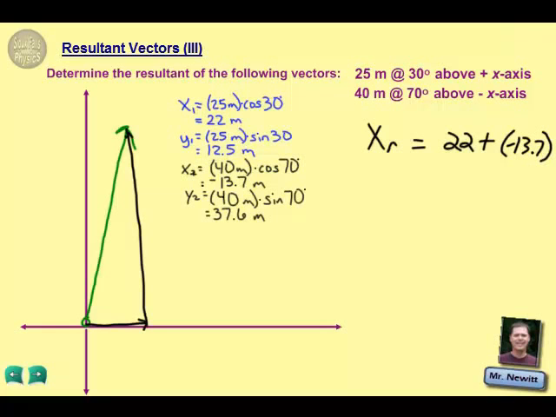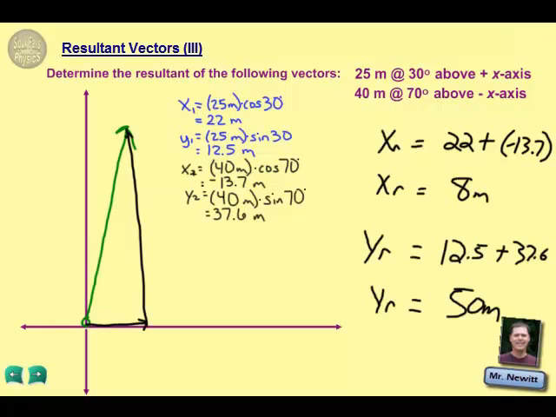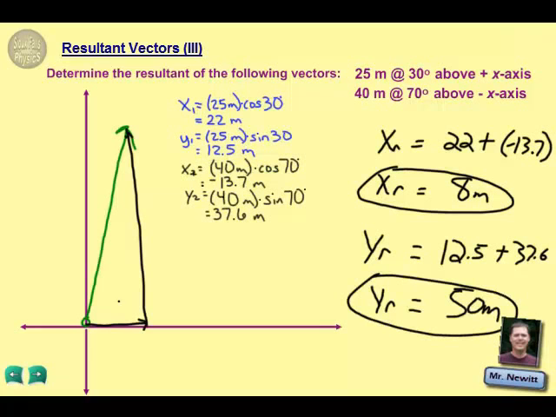And the result of that is going to be equal to, this is the x resultant, so we'll have an x resultant then of 8 meters. Then we'll do the same thing for the y resultant, adding those two figures together, 12.5 and 37.6, and the y resultant then is 50. So we have 8 and 50.